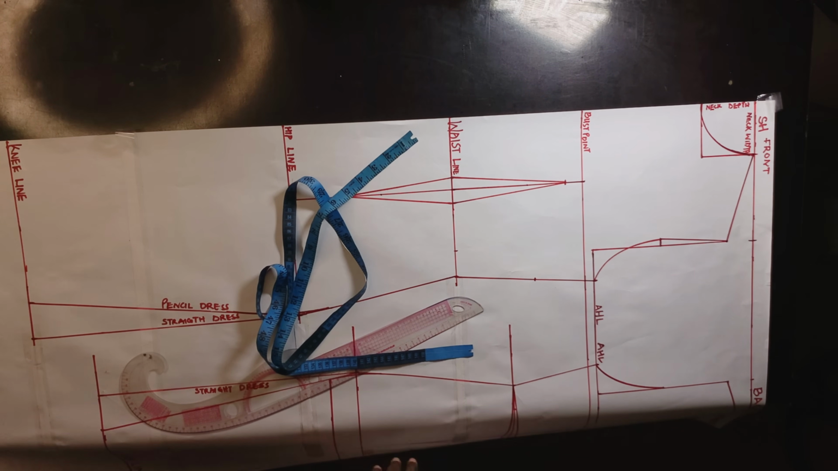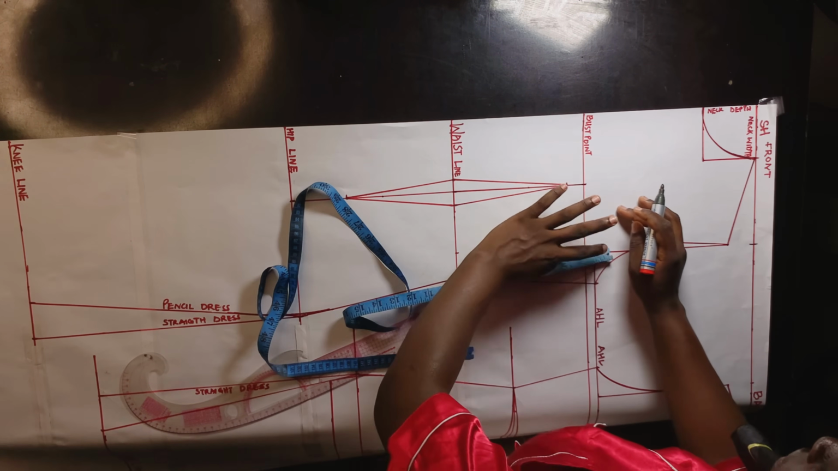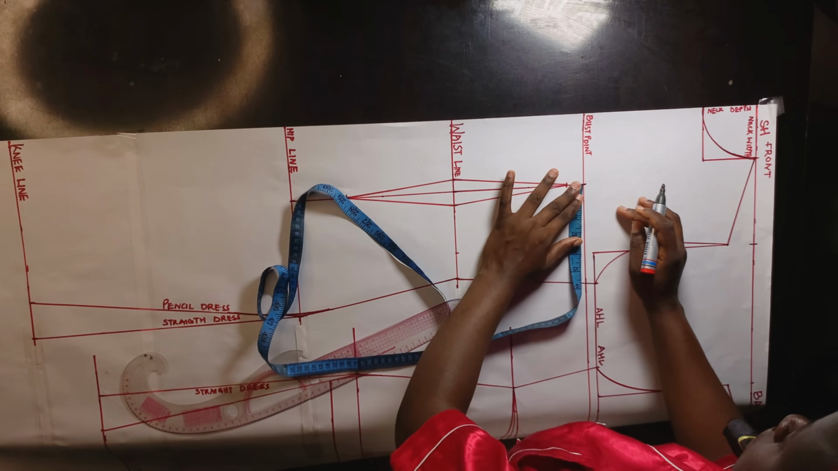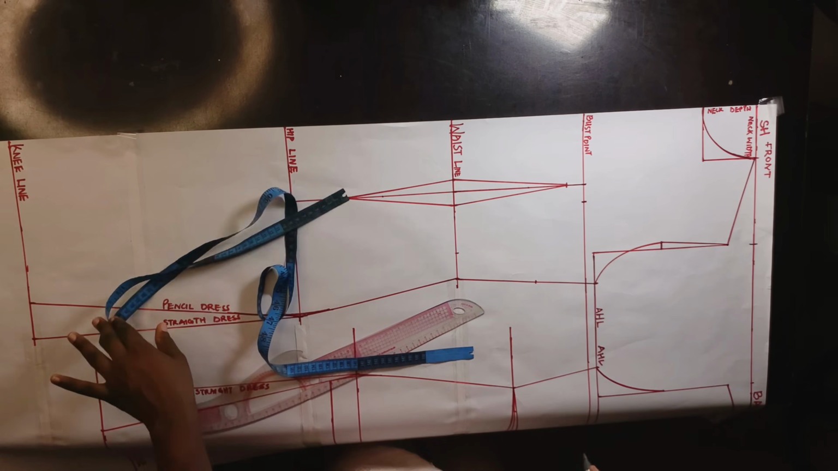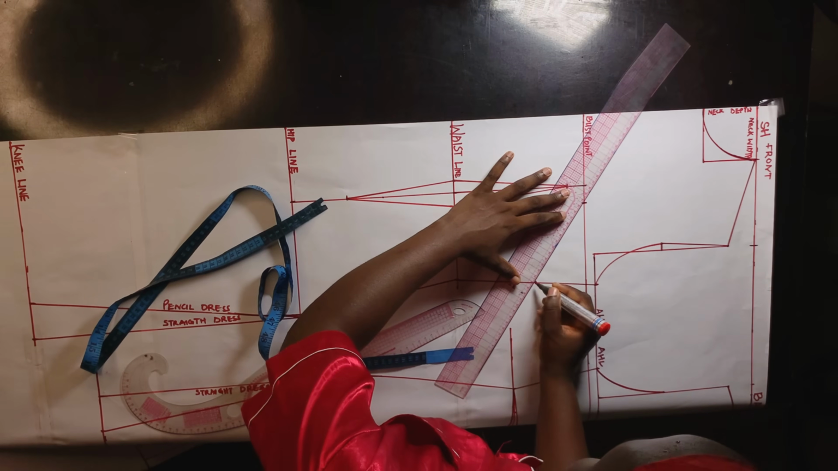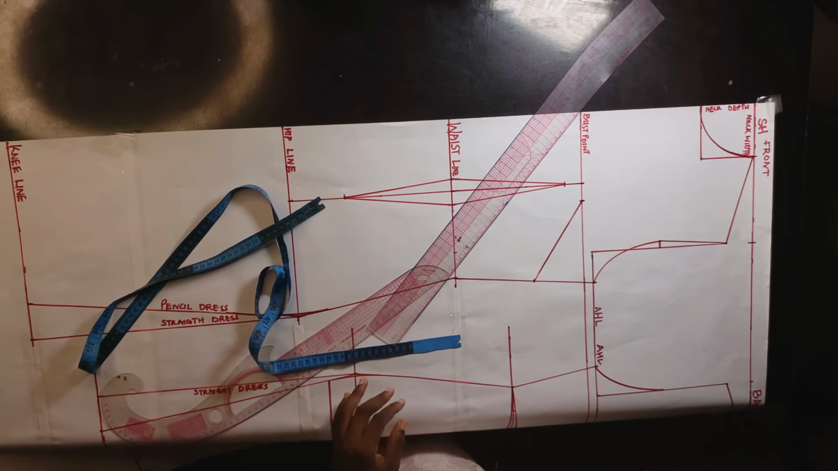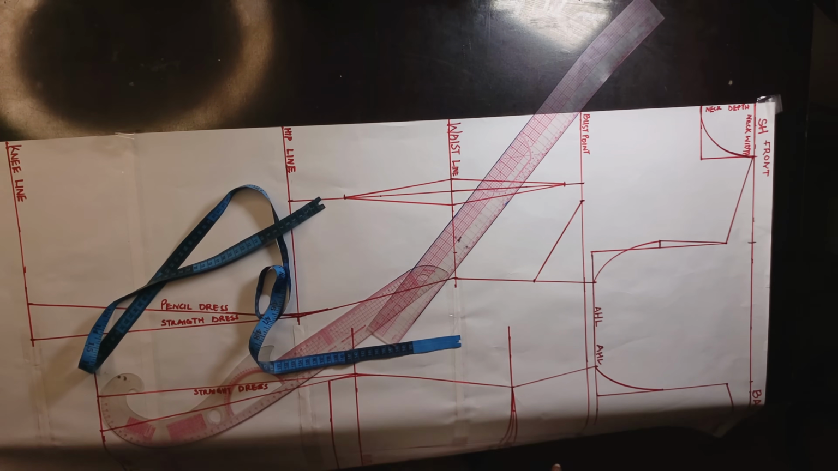Okay, to avoid getting pointy darts, come out from your bust point by 1 inch and mark. Okay, then proceed to go in with your ruler to connect from that 1 inch to the 3 inch I marked on the side. Okay, and that is how you mark your bust dart.